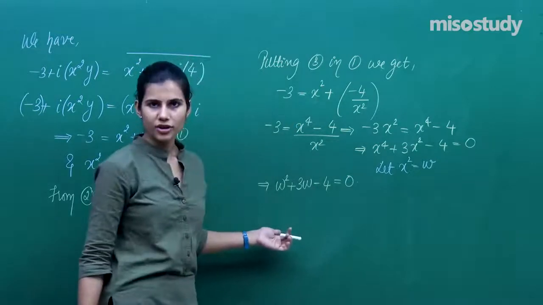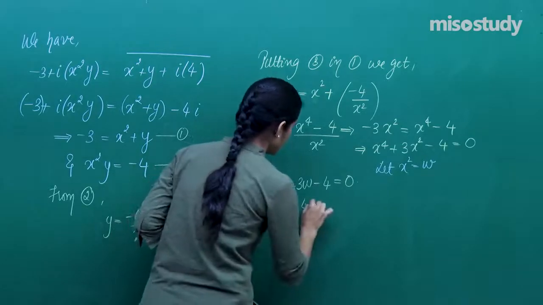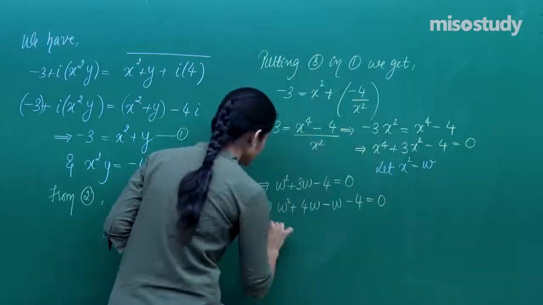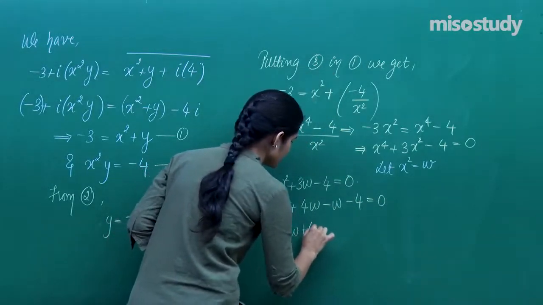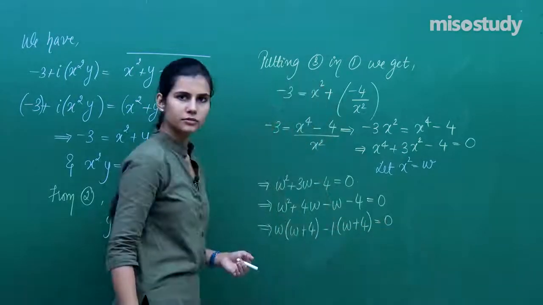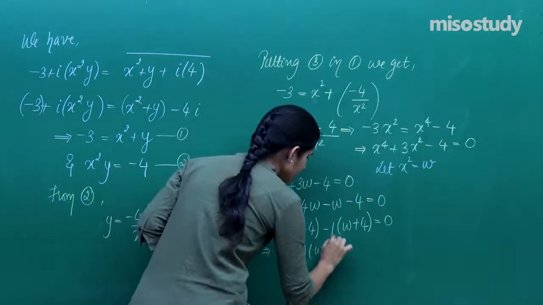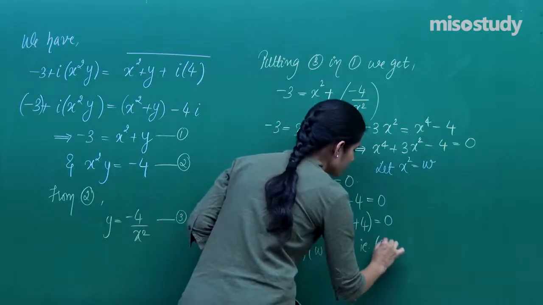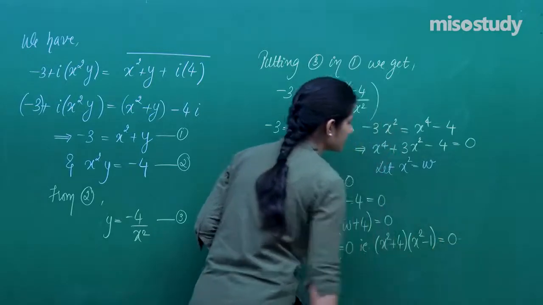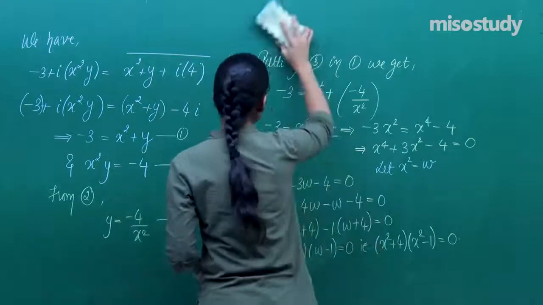Now it is in the form of a quadratic equation. You know how to solve it. Try to break the middle term. You have w square plus 4w minus w minus 4 equals 0. This gives you w plus 4 times w minus 1. So you have got w plus 4 into w minus 1 equals 0. W is x square, so x square plus 4 into x square minus 1 is 0. This implies x square plus 4 is 0 or x square minus 1 is 0.